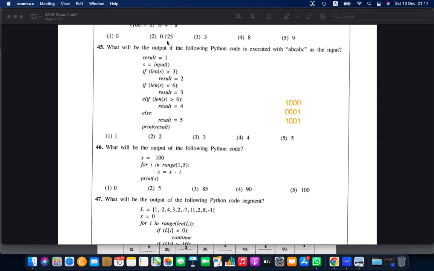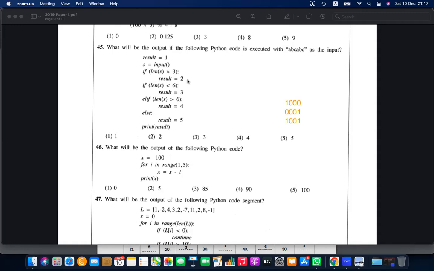Then the next one, what will be the output? The following code is executed with ABC as the input. Result equals 1, S is input, if the length of S is greater than 3. What is the length? Length is the number of characters: 1, 2, 3, 4, 5, 6. Greater than 3, yes, then the result is 2.